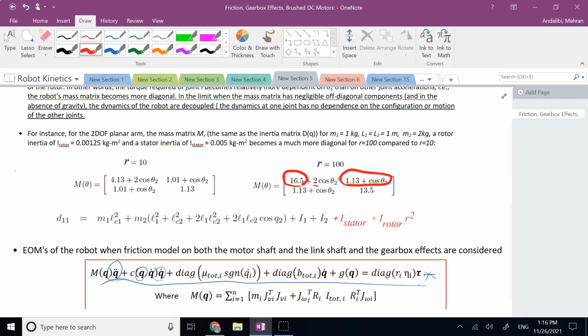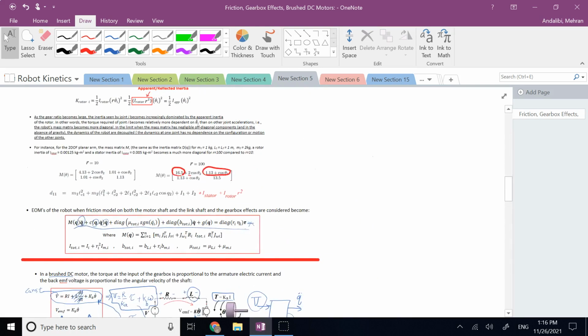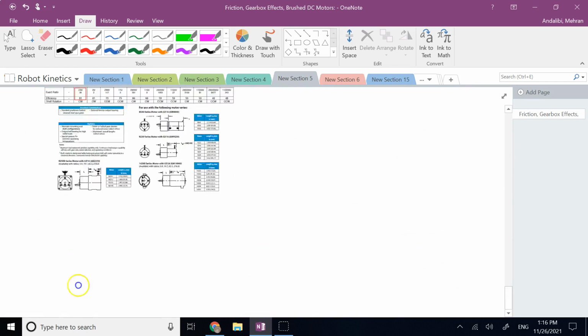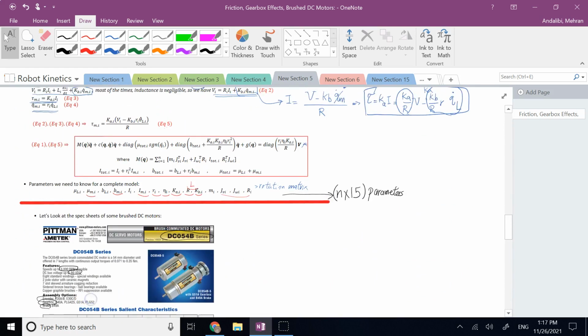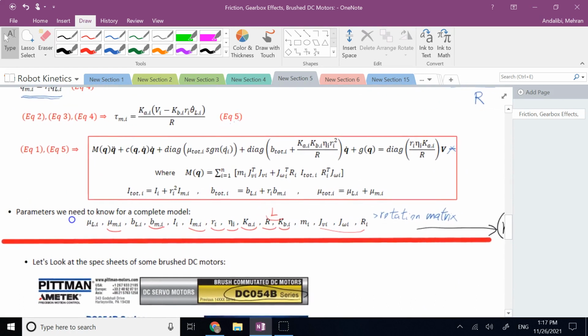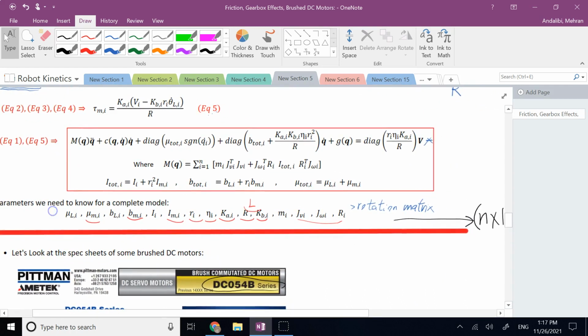diagonal and decoupled. So I hope this video was useful to you and gave you a good overview of the electromechanical model of an N-link robot in the joint space given a brushed DC motor.